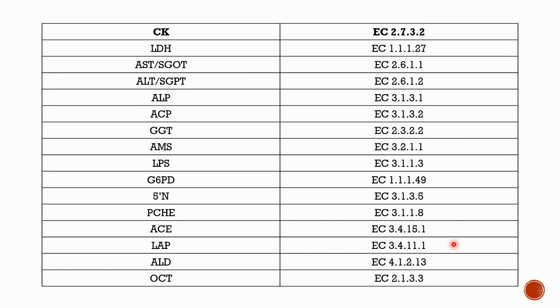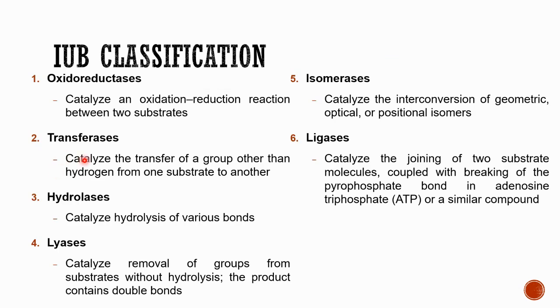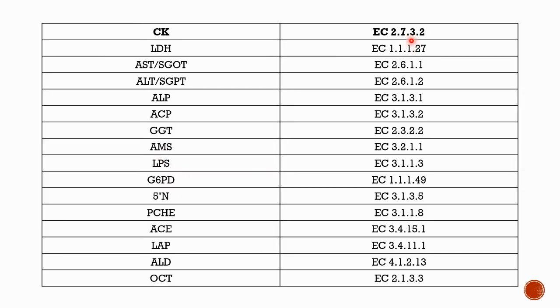So for example, these are the major enzymes of clinical significance. For example, CK, creatine kinase. EC is for enzyme commission, and the number assigned to it is 2.7.3.2. The first digit, 2, meaning, let's go back, it is a transferase. So it is a kind of transferase. And then 7 and 3 is the subclass, and number 2 is the serial number specific to CK. So that's how it is. You don't have to memorize this, just be familiar with it.